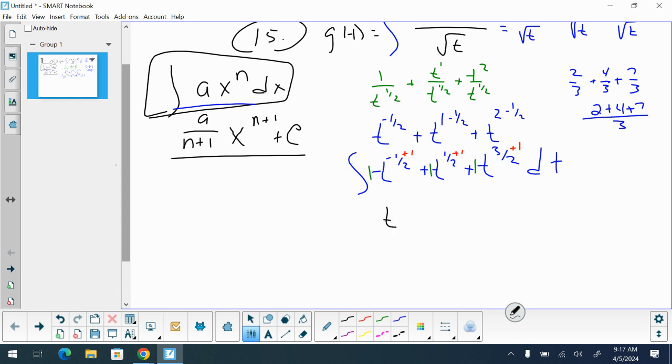So we have negative 1/2 plus 1, so I have a 1/2. So we have 1 divided by 1/2. 1/2 plus 1 gives me t to the 3/2. So we have 1 divided by 3/2 plus 3/2 plus 1 gives me 5/2. So we have 1 divided by 5/2 plus c.